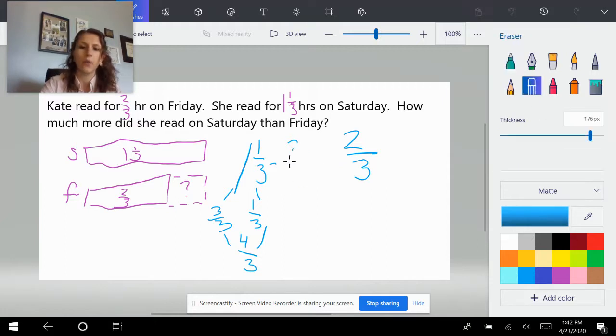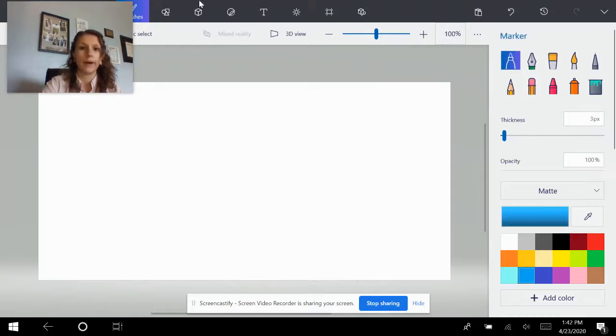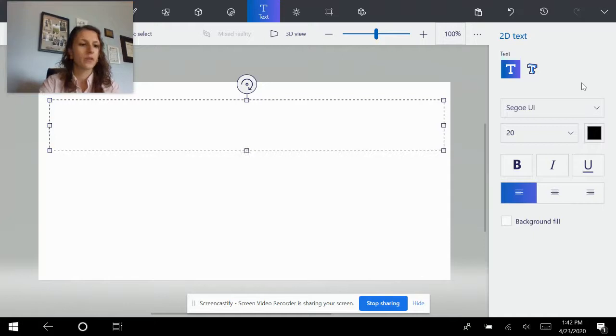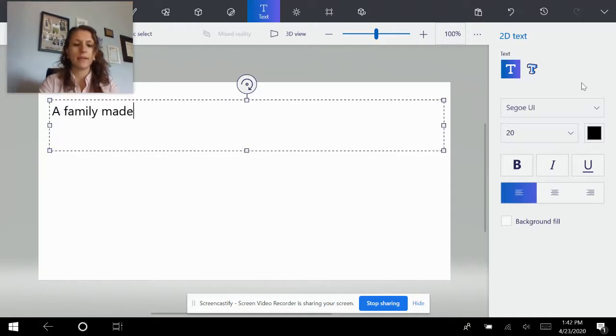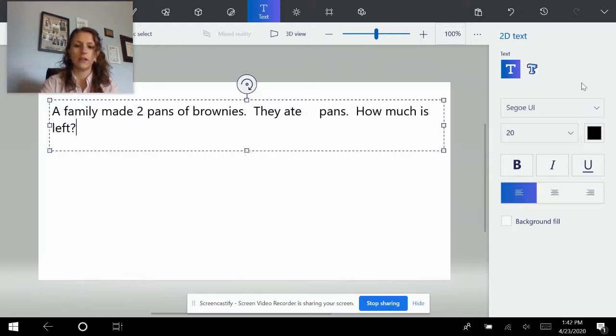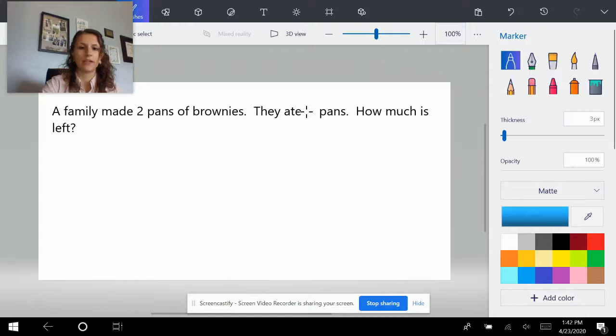Let's look at one more. This time thinking about brownies. A family made 2 pans of brownies, and they ate 1 4/6 pans. How much is left? So again, they made 2 full pans, and they ate 1 4/6 pans. We want to know how much is left.